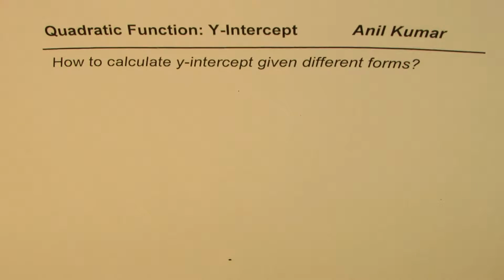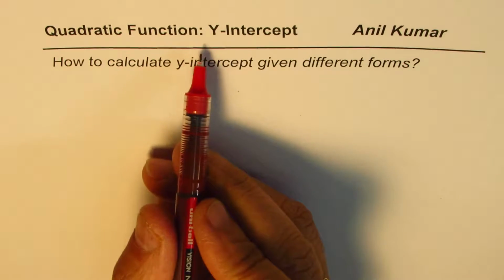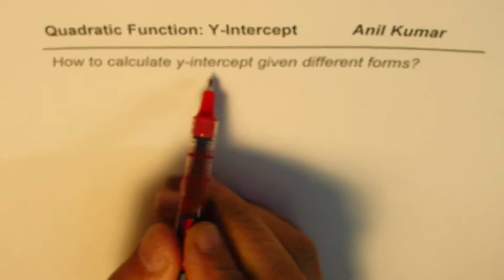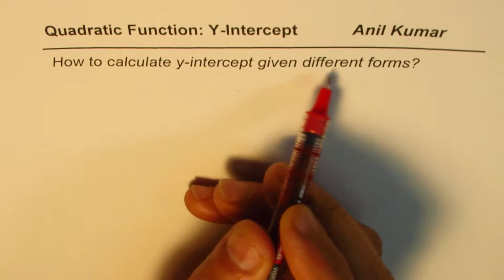I'm Anil Kumar, and in this series, we are reviewing our learnings about quadratic functions. This is really meant for students who are starting this unit after a long time, maybe just the beginning of the semester, right? So in quadratic functions, how do you find the y-intercept? That's the question. So how do you calculate the y-intercept given different forms?